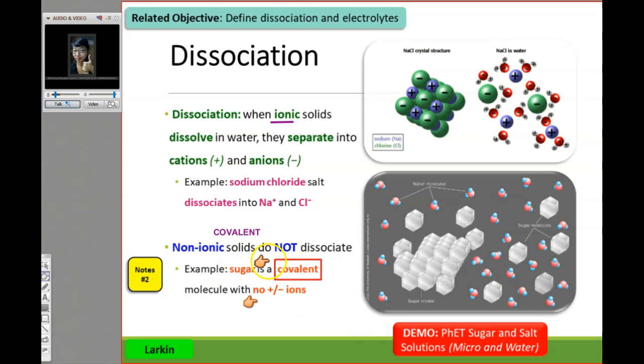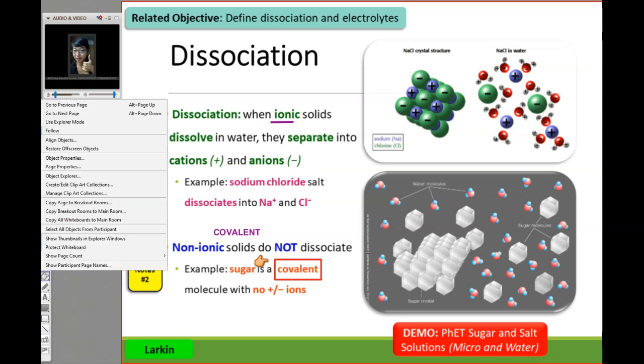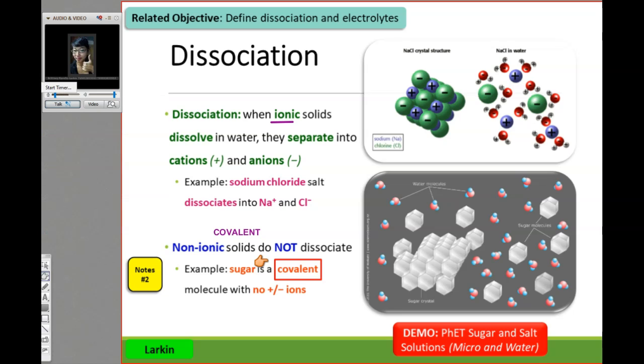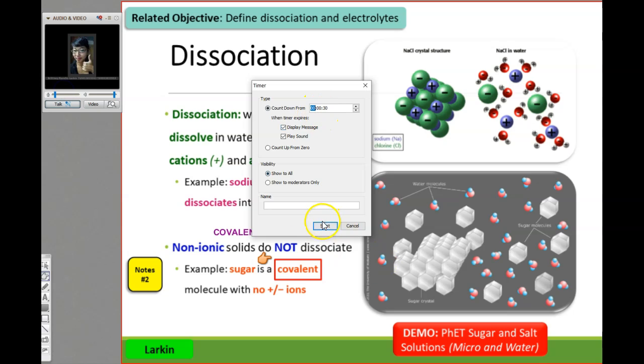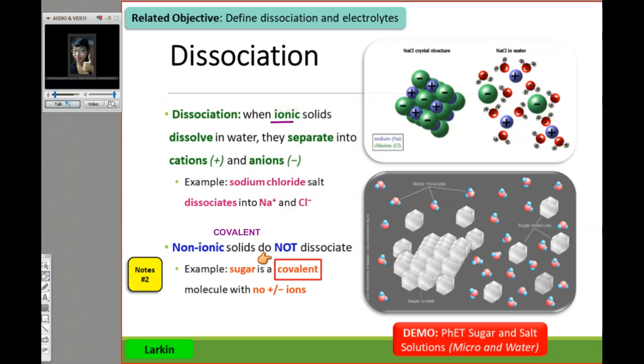Perfect. Okay, so this is number 2 in your notes. Go ahead and give me a green check when you have it saved. Number 2, sugar is a covalent molecule with no positive or negative ions. Fill in the blank with the word covalent and give me a green check. You have 30 seconds. Spelling matters, capitalization does not. 10 seconds remaining. Green checks, please. Kevin, Kyrie, and Melanie. And I will send the links in the chat box again if you need them.